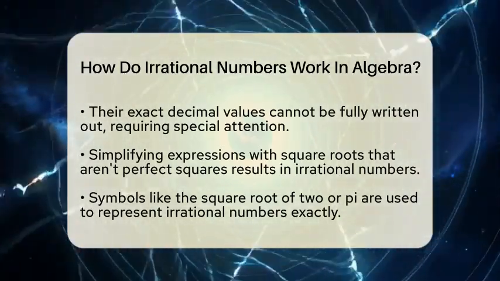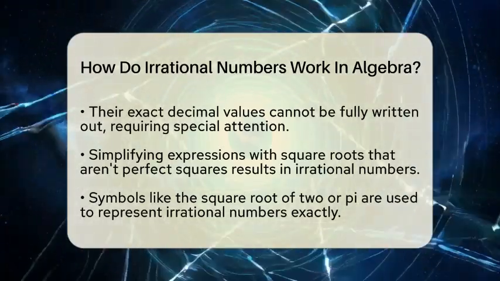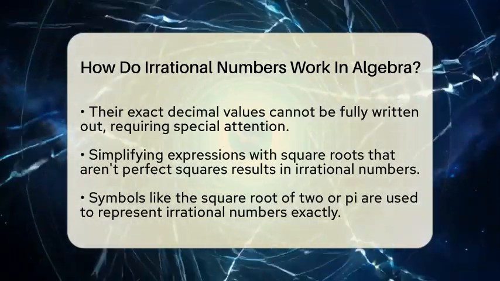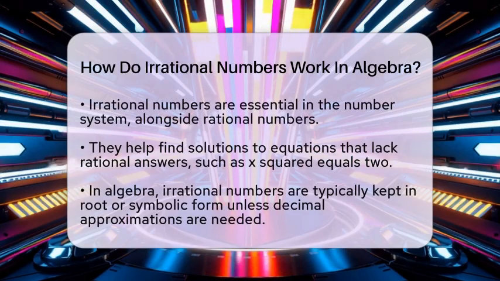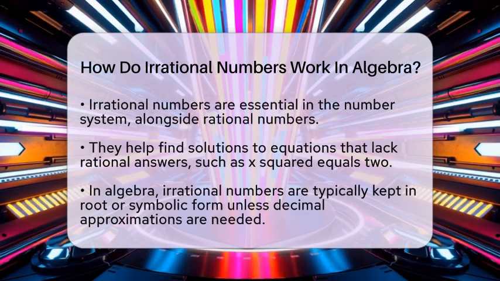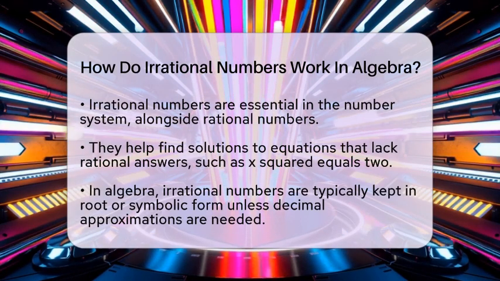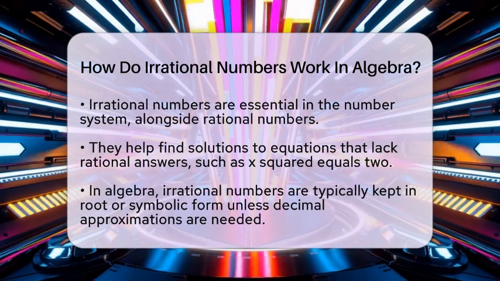Irrational numbers are a key part of the number system, sitting alongside rational numbers, which can be expressed as fractions. They play an important role in algebra because they allow us to find solutions to equations that do not have rational answers. For example, the equation x squared equals 2 has solutions of plus or minus the square root of 2, both of which are irrational.